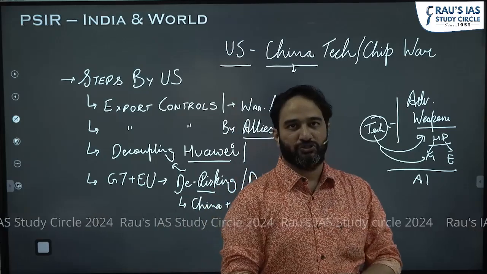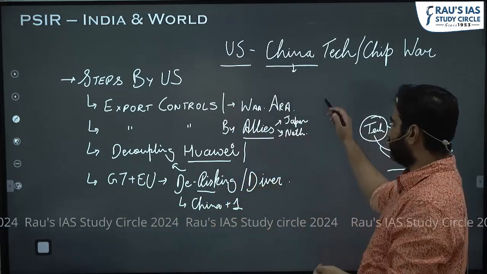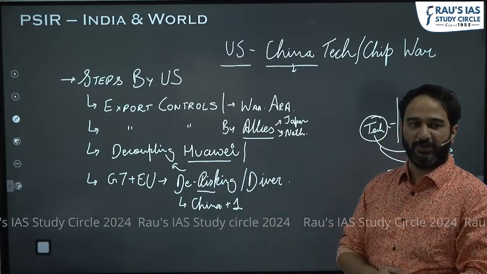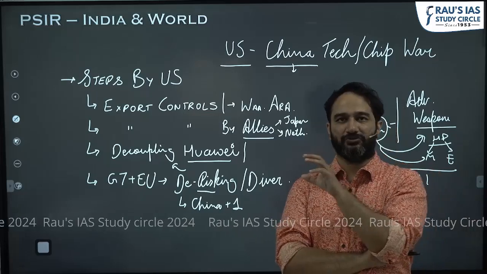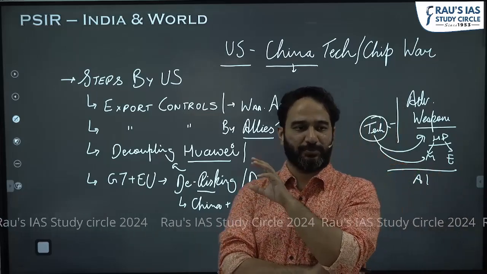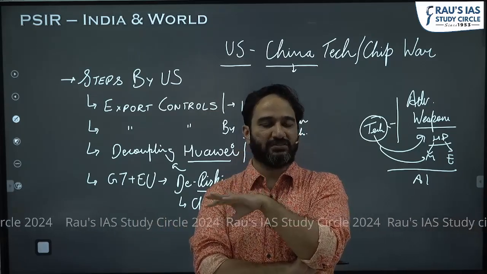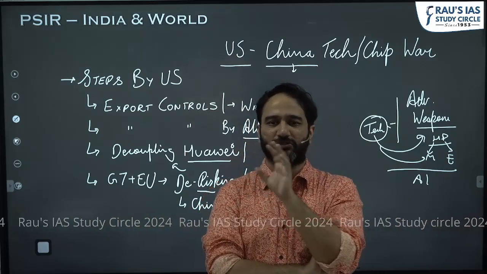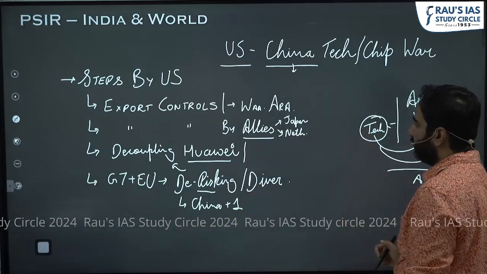No doubts? So these are all the steps that have been taken by the US. In your GS, you just write down the bullet points. Make sure that you write down the keywords. Like when we write export controls, mention Netherlands and Japan. Mention the Wassenaar arrangement. Decoupling, give the example of Huawei, China plus one. Make sure that the keywords are there. Any doubts on this?